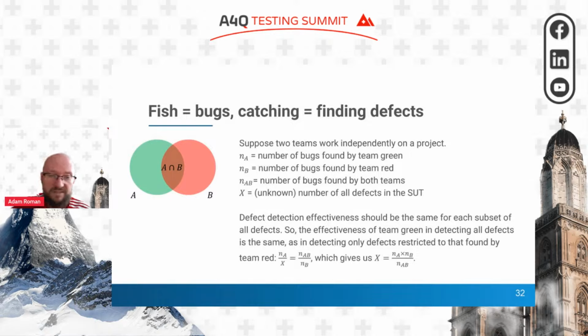So this gives us this equation, and from this equation we can easily calculate the unknown x, which is the number of all defects, right? So the proportion of the number of defects found by the green team to the total number of defects is the same as the proportion of bugs found by both teams to the number of bugs found by the red team.